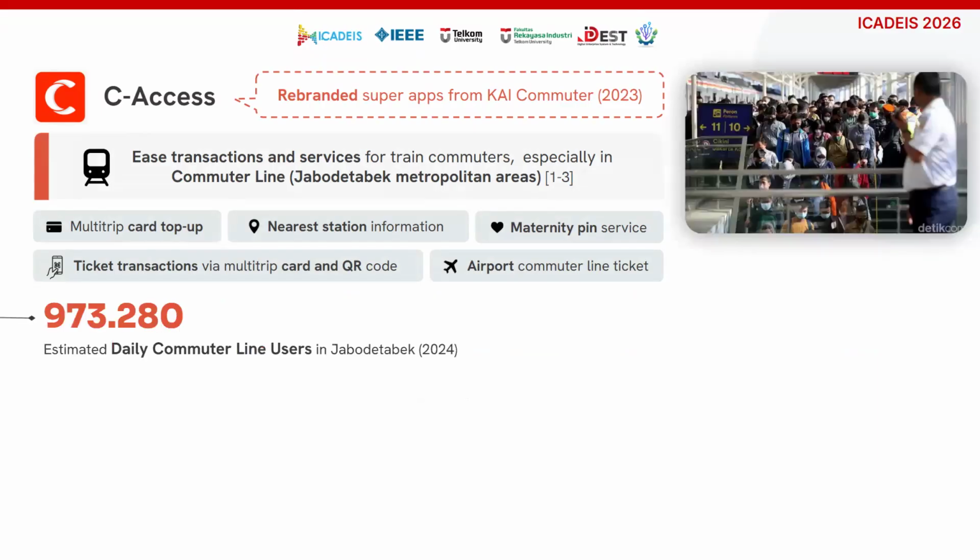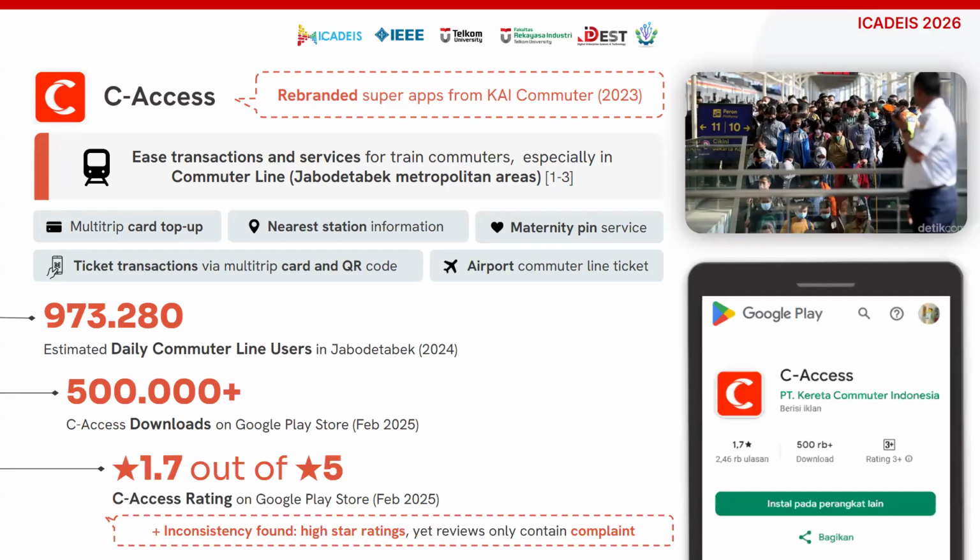So, the object of study is this. The community line services is estimated to reach over 150,000 commuter users in Indonesia daily. Next, the application itself has been downloaded over 500,000 times on the Google Play Store. However, despite its significance, the application received a very low rating in the Google Play Store at the time of data collection. Furthermore, we also found some inconsistencies between the star rating given by users and the actual review content. So this calls for the need to further conduct sentiment analysis.